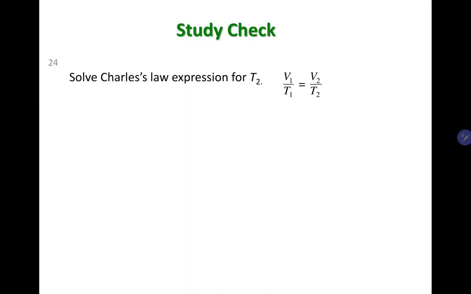We already did that. Actually, I didn't realize that I have this slide here. If you want to write this function as a function of T2, you want to isolate T2 on one side and bring it to the top. When you do that, the equation will be T2 equals T1 V2 divided by V1. This is how you do it.